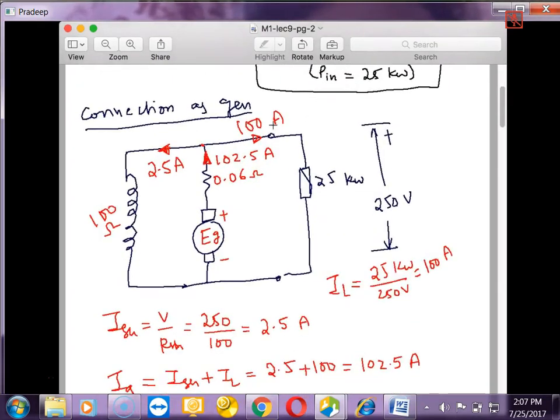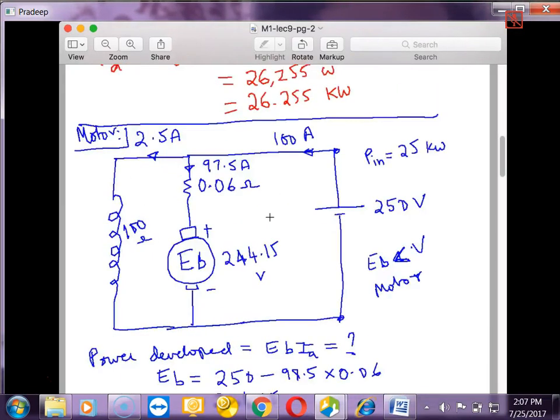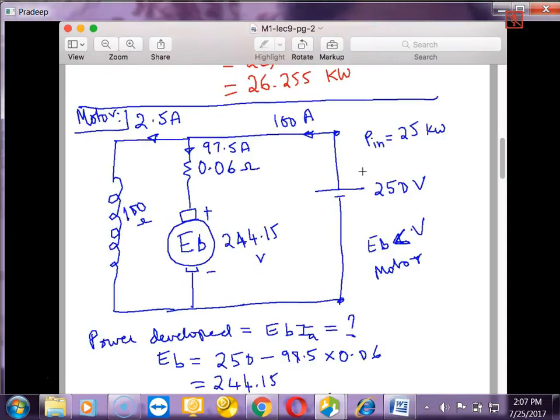Then in the generator connection, you'll notice the current directions. EG will be more than the terminal voltage. So if the terminal voltage is 250, the EMF generated will be more. Therefore, the current direction will be out of the machine. Whereas in the motor connection, the back EMF will be less than the terminal voltage, and therefore the current direction will be into the machine, and the shunt field current and all, you will have to apply KCL appropriately.